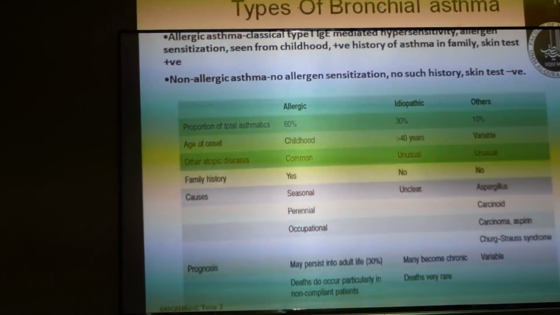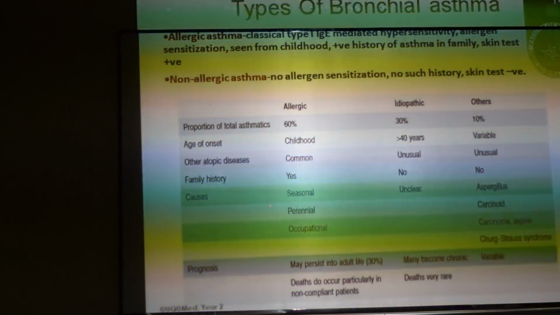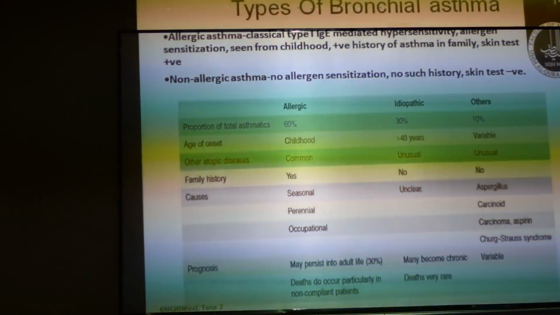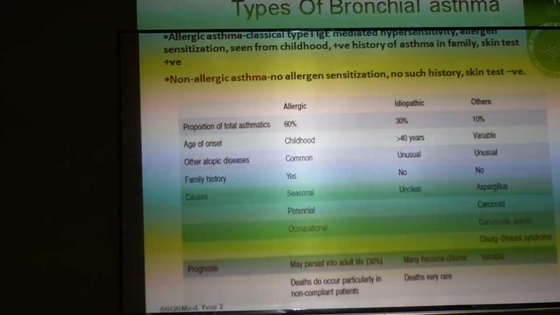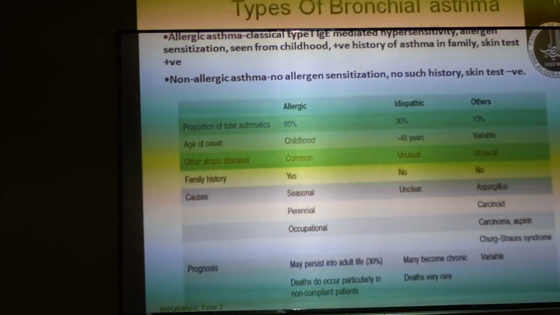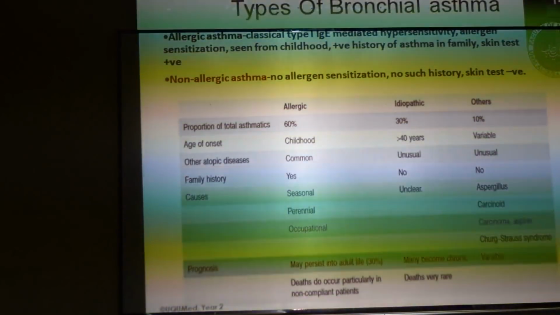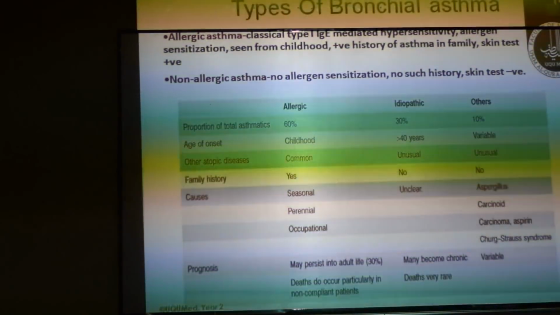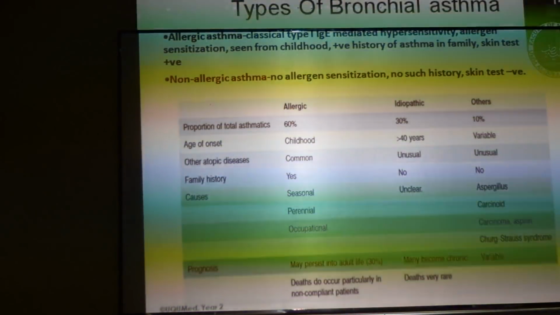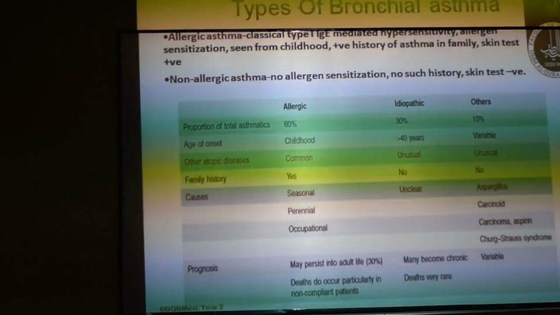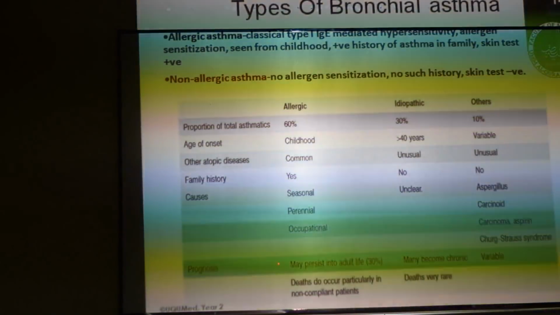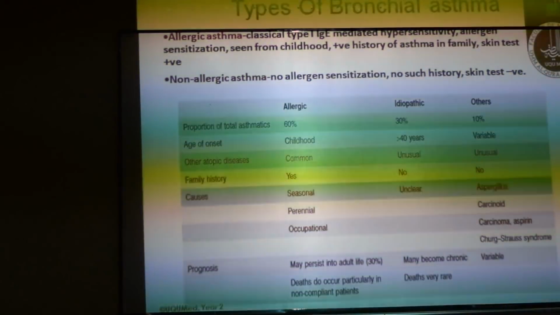Then, allergic asthma has a seasonal pattern, a perennial pattern, and an occupational pattern, while this one has no clear-cut demarcation. Is there a link with perennial or with season? No, because we don't know exactly the cause. And most fatalities or deaths are commonly seen with the common one, which is allergic bronchial asthma.